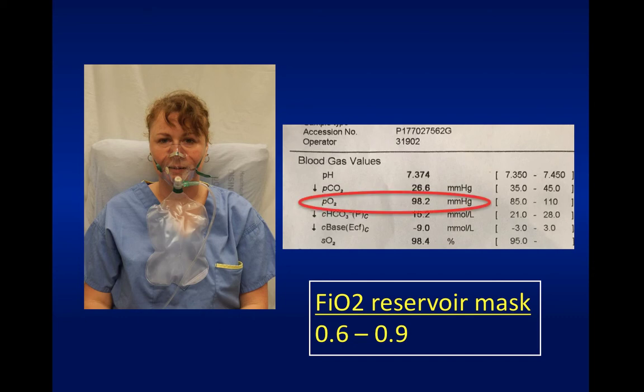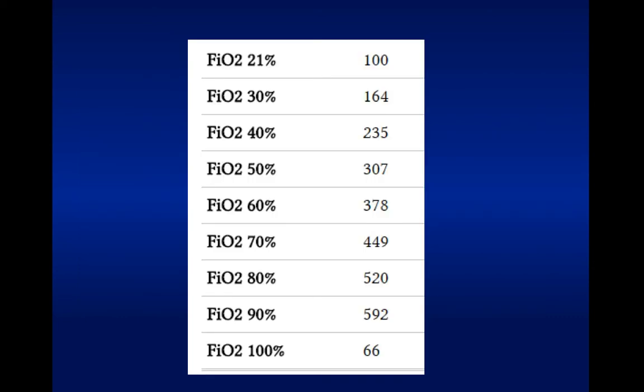And then the next table. This is a table which gives you a rough estimate of what your PaO2 should be. The numbers on the right hand side are what you should expect your PO2 from your blood gas to show if they are breathing a certain amount of oxygen. So the woman with the reservoir mask should have had a PO2 of somewhere between 370 and 590, and she was only 98. So that's telling us that there's something badly wrong with her.